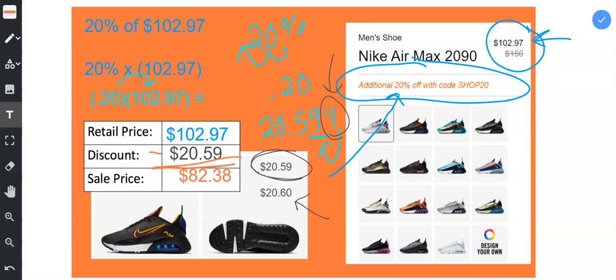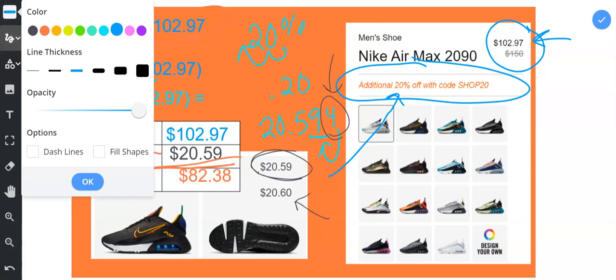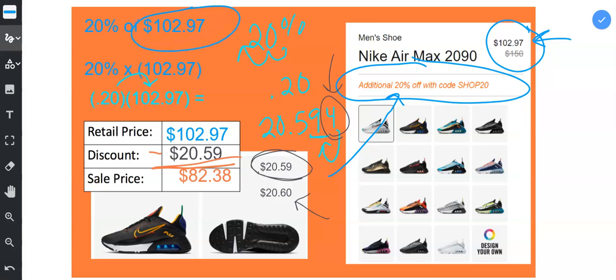We discounted it by $20.59 because $20.59 is 20% of $102.97. And then the sale price was $82.38. Remember, the sale price is the price after the discount is applied. And this is all real numbers, guys, that I got offline. I just took pictures online and looked at the sales.